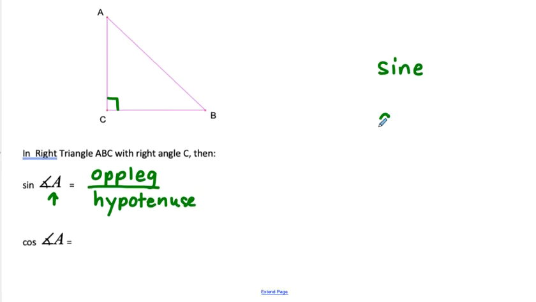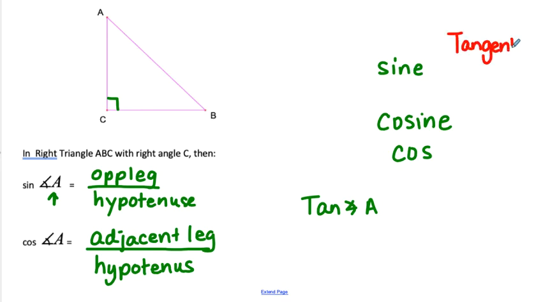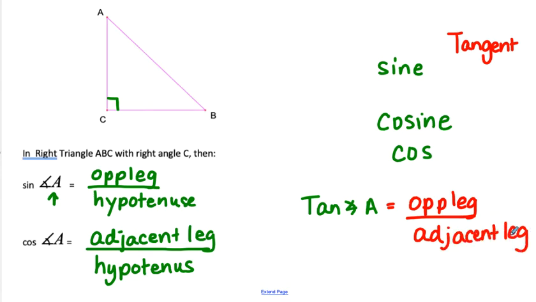Cosine of an angle, it's shortened to cos. Cosine of angle A would be the adjacent leg over the hypotenuse. And then the tangent of angle A, we shorten it to tan, but it's tangent. The tangent of angle A would be equal to the opposite leg over the adjacent leg. The opposite over the adjacent.